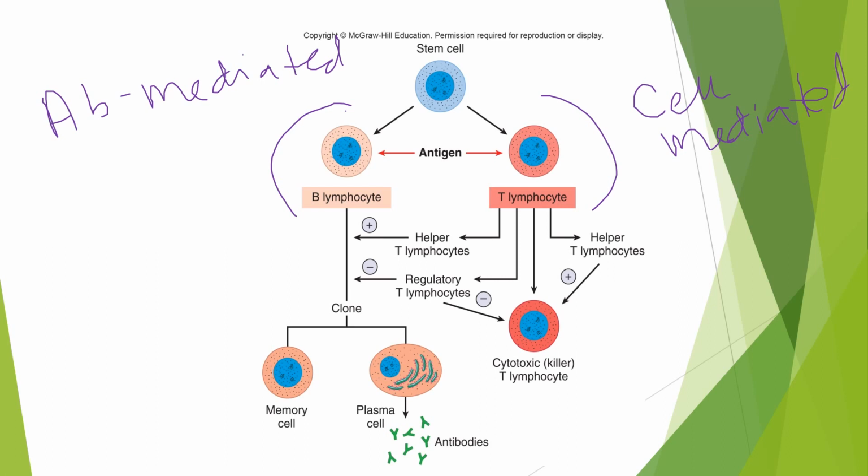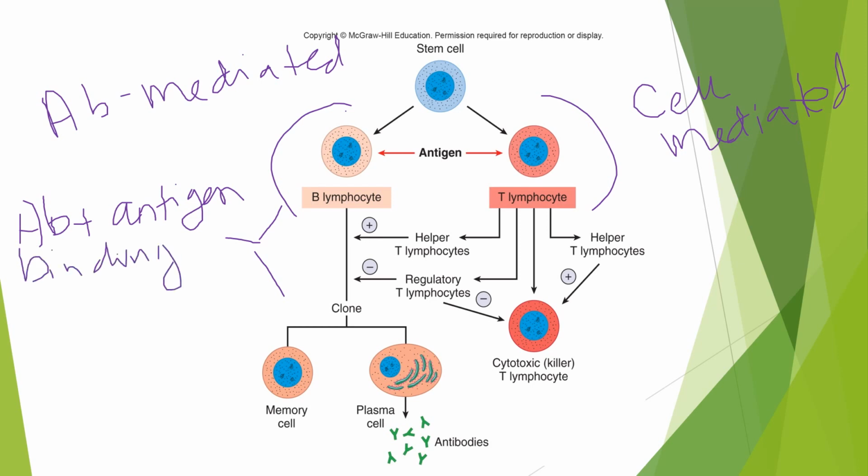And so once B lymphocytes are produced, they can clone one another. This is when we have an antibody plus antigen binding, and that's when that occurs, okay? And so we have two different types that are generated. We'll have memory cells or plasma cells. The memory cells will be long-lived as compared to the plasma cells, which will be short-lived.